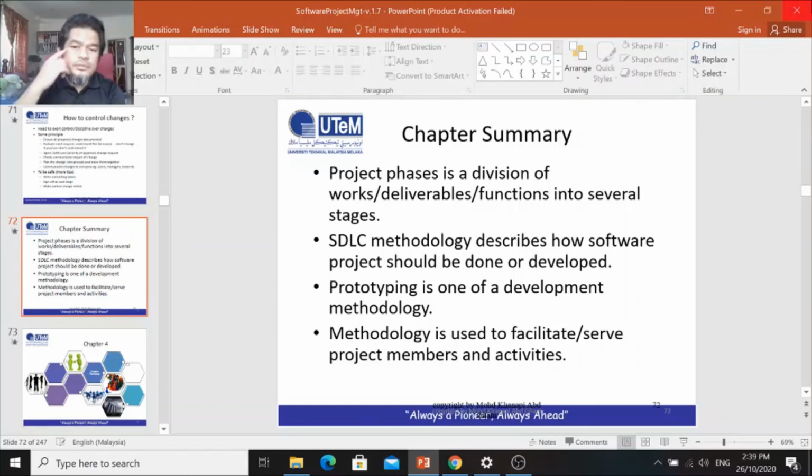Methodology is used to facilitate project members and activities. You use methodology to facilitate the software development life cycle, or to help you manage the software project. Not necessarily you follow everything the methodology says. So you need to customize, or cut down the methodology proposed by a certain type of methodology.